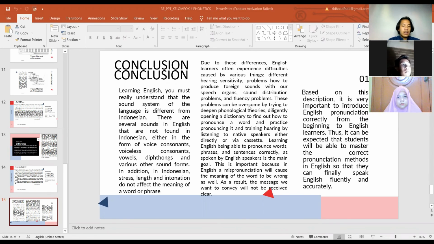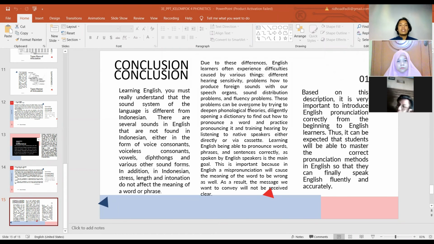In learning English, you must really understand that the sound system of the language is different from Indonesian. There are several sounds in English that are not found in Indonesian, either in the form of voiced consonants, voiceless consonants, vowels, diphthongs, and various other sound forms. In addition, in Indonesian, stress, length, and intonation do not affect the meaning of a word or phrase.